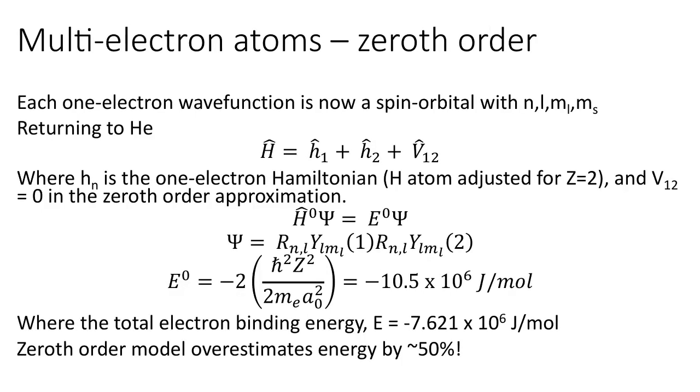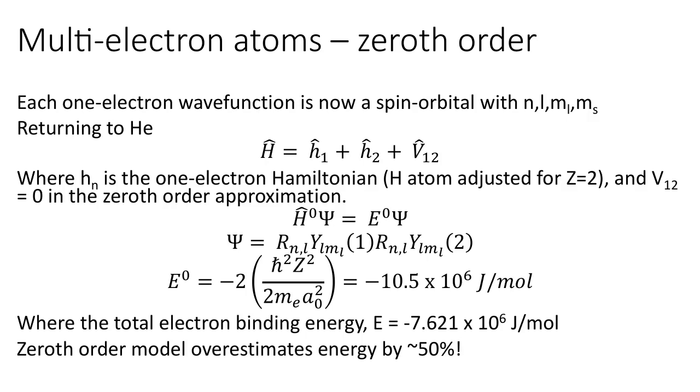So the zeroth order atom. Let's work through helium first. Each one electron wave function is now going to have a spin orbital. So we have n, l, m sub l, our very familiar quantum numbers from the hydrogen atom. And then we're going to add a fourth term in, the spin quantum number, m sub s. We will address in much more detail the spin quantum number and the Pauli exclusion principle after we finish this quick calculation.